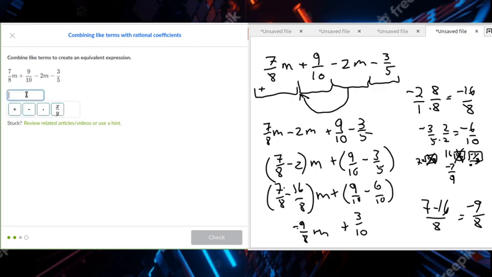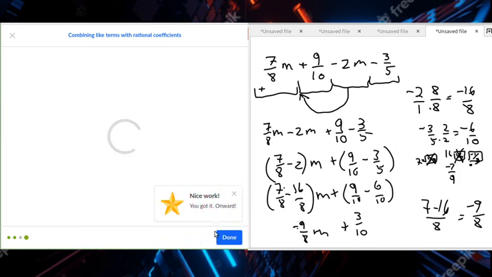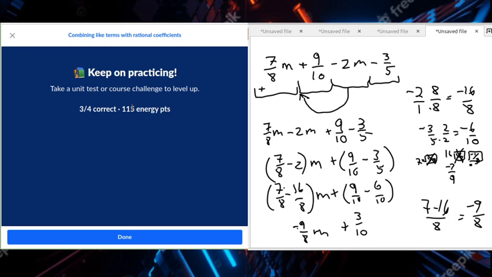So I've got negative 9/8, and here I'm just going to press the slash key, times m plus 3/10. Okay, that's easier for me to do than clicking all those buttons. Okay, so I got 3 out of 4. I'm going to have to go back and do that to get 4 out of 4. If you got one wrong, make sure you go back and you get 100% on Khan Academy.